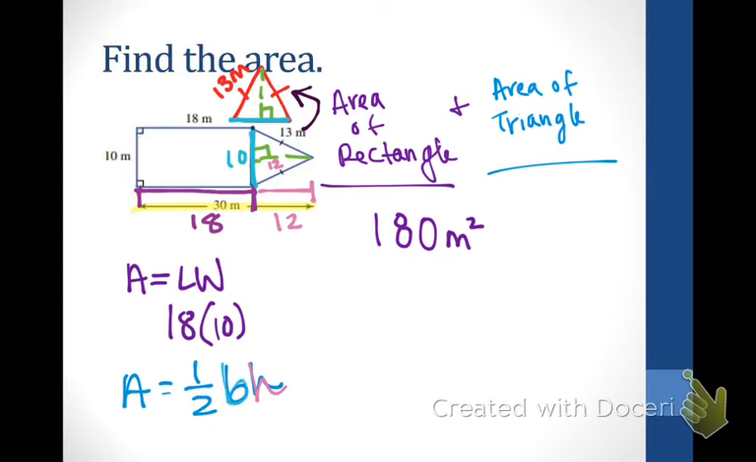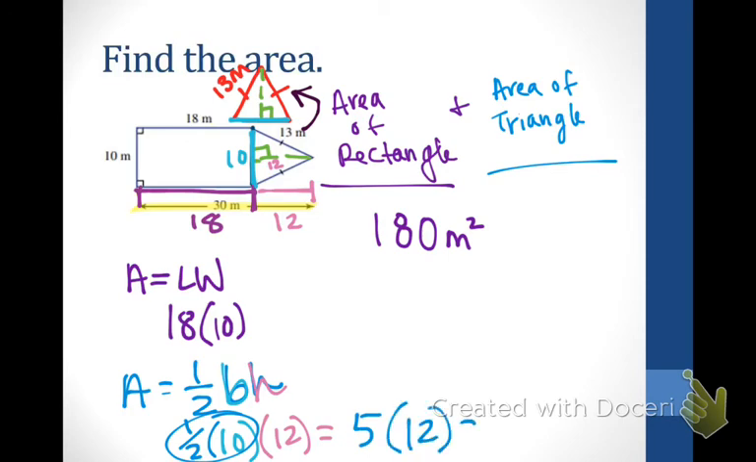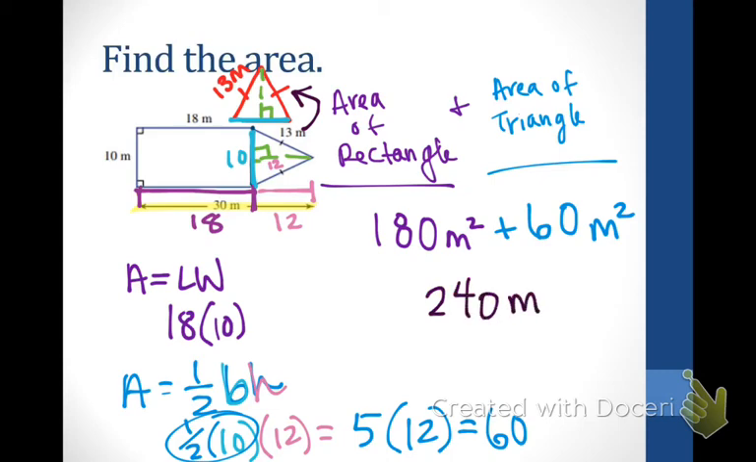So we've got our base and our height, so we're going to plug in 1/2 times my base, which we said was 10, times my height, which is 12. Now we just multiply. 1/2 of 10 is 5, times 12 is 60. So we add these together to get our final answer of 240 meters squared.